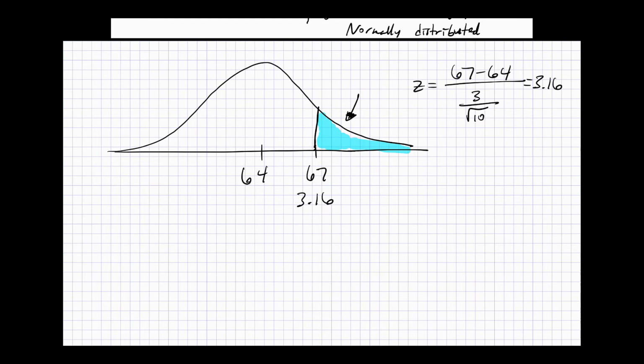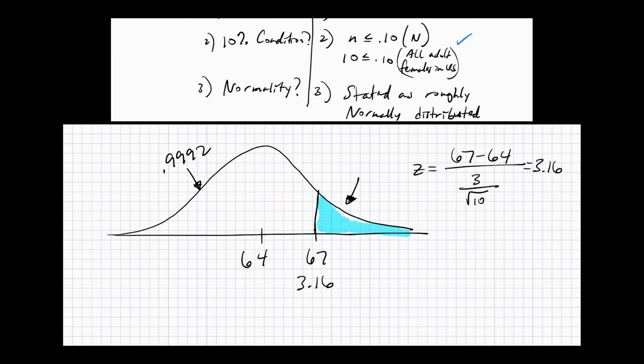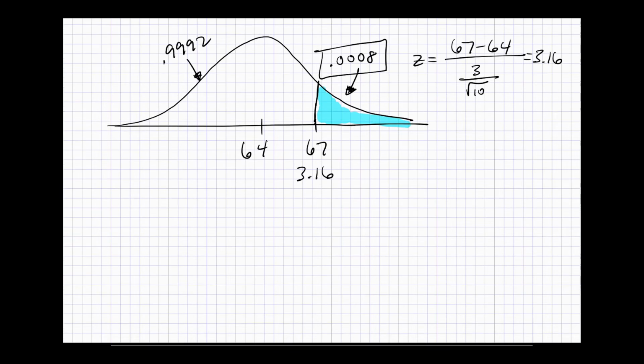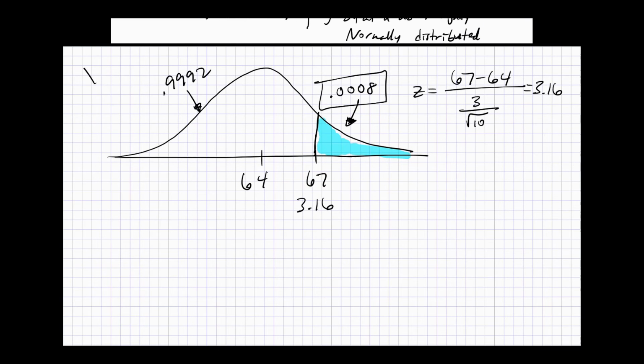Okay. We go to our charts. What's the percentage that our chart says for 3.16? Yeah, it's pretty big. 0.9992. So that means our shaded part is everything else. So that is going to be 0.0008. Okay. That's the third point there.